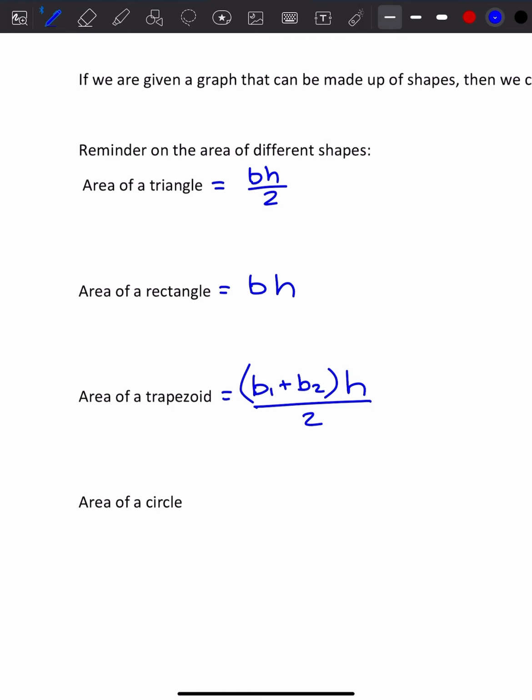The last one that we're going to talk about here is the area of a circle. We have pi r squared. We need these different things to help us decide what's going on with these different shapes, and we use these to help us out.